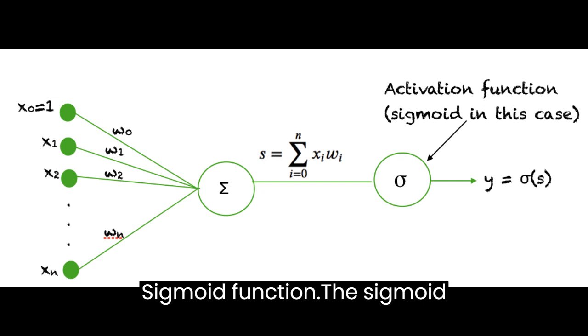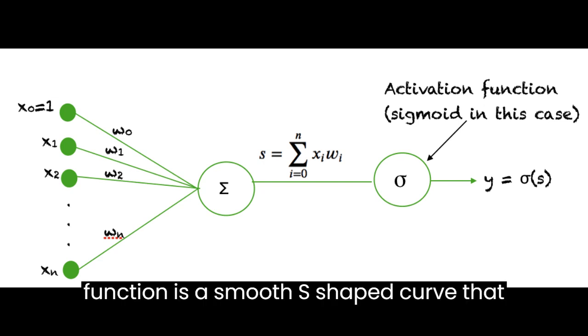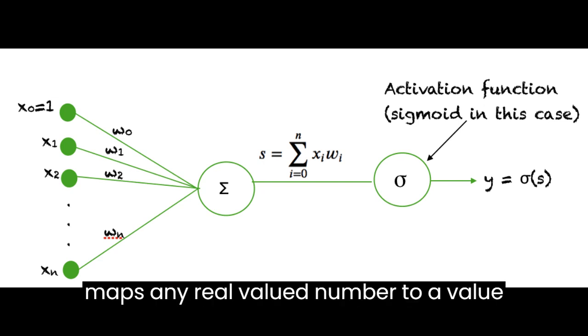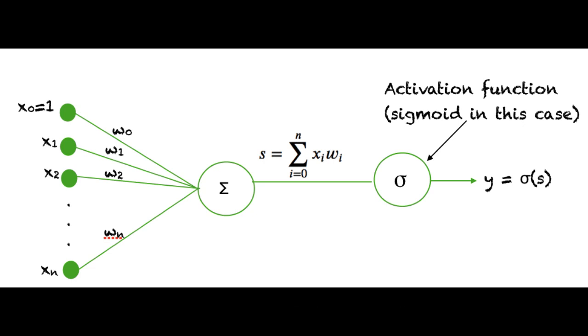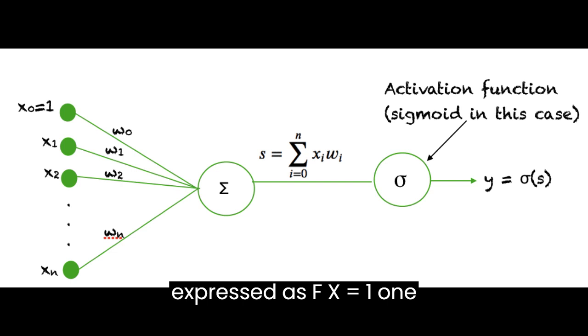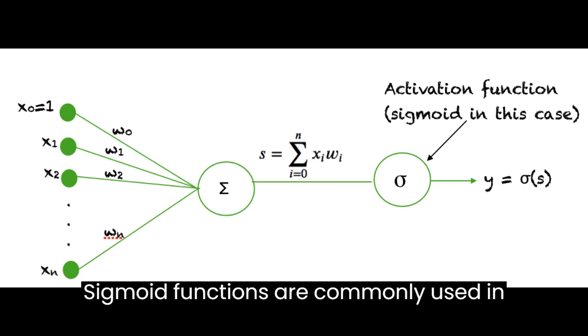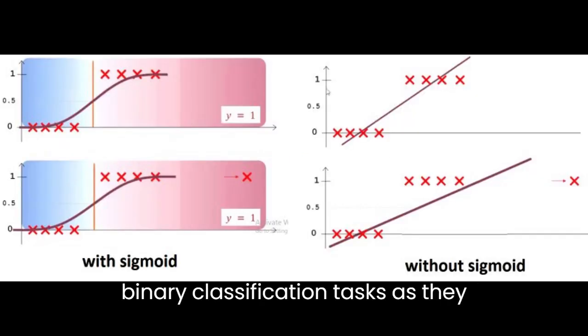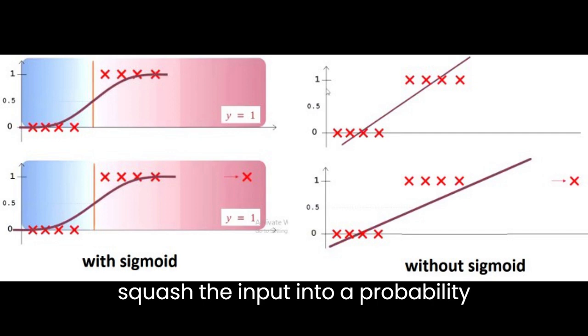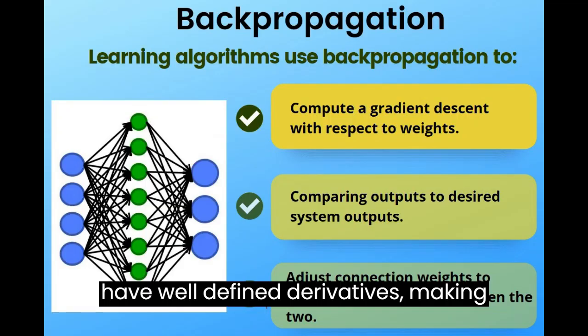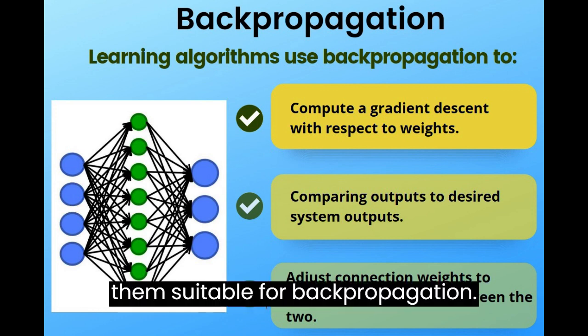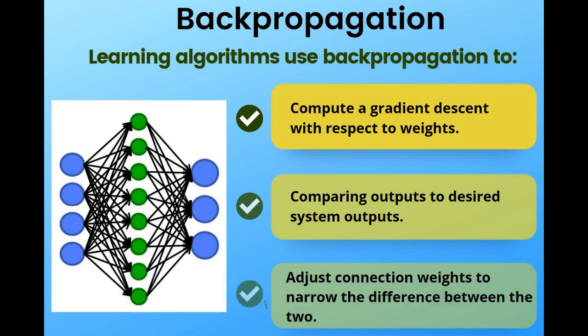Sigmoid function. The sigmoid function is a smooth, S-shaped curve that maps any real-valued number to a value between 0 and 1. It is expressed as f(x) = 1 / (1 + e^(-x)). Sigmoid functions are commonly used in binary classification tasks as they squash the input into a probability range. They are differentiable and have well-defined derivatives, making them suitable for backpropagation.